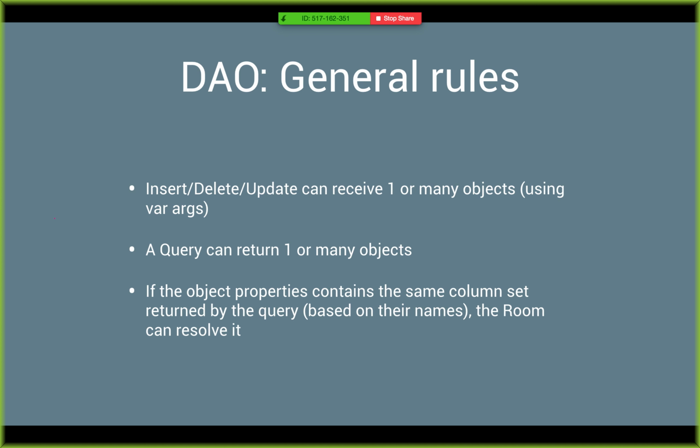General rules of DAO, I already told you. The insert, delete, and update can receive one or many objects. A query can return one or many objects. The last one is important: if the object properties contain the same column set returned by the query, based on their names, Room can resolve it. So if your query is returning 3 columns and the object has these 3 columns as well with the same name, you are good to go. Room can resolve it.